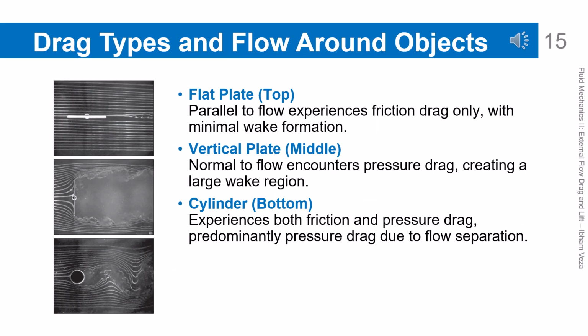Drag types and flow around objects. A flat plate parallel to the flow experiences only friction drag and almost no wake formation. A plate normal to the flow produces large pressure drag because of the wide wake region. A cylinder experiences both friction drag and pressure drag, but pressure drag is usually dominant. These differences come from the characteristics of flow separation behind the object. This example shows that shape and orientation strongly influence the type of drag produced.